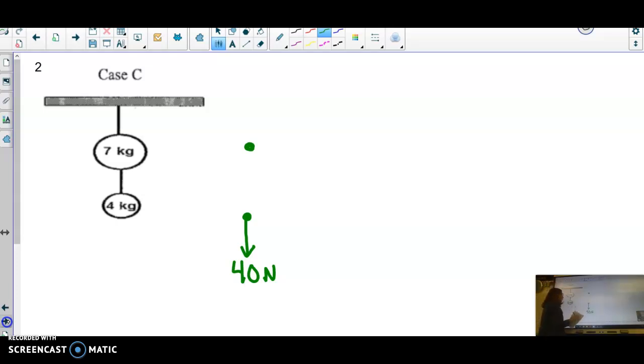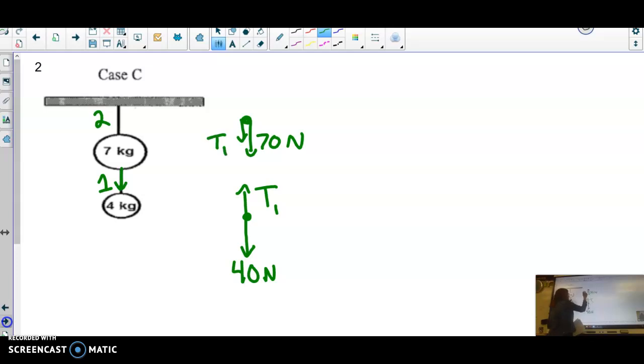And then we need to figure out the tension pulling upwards here. And I don't know that number yet, so I'm going to just call that T1. So this is going to be rope 1, this is going to be rope 2. So that's the tension in rope 1. Now, if I take a look at that 7 kilogram object, it also has a weight of 70 newtons. I just did 7 times 10. And it also has this rope pulling down on it. And that rope pulling down is a size T1 also.